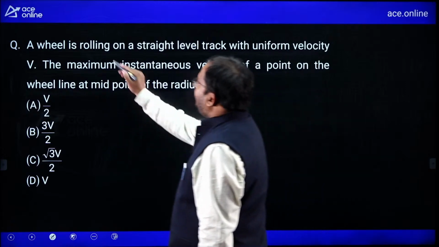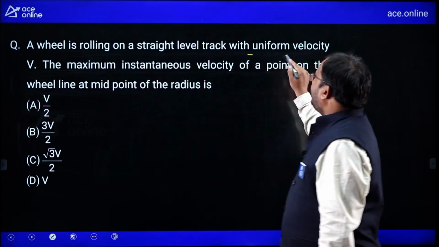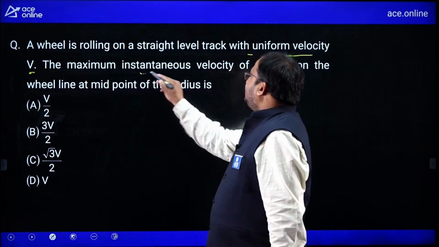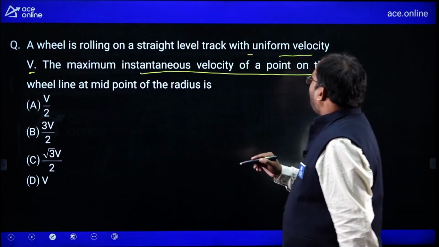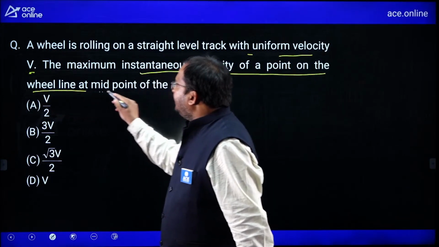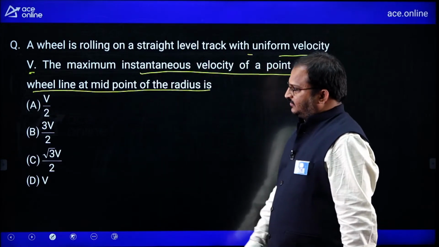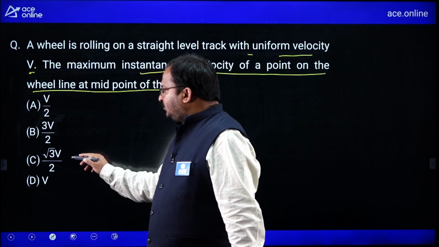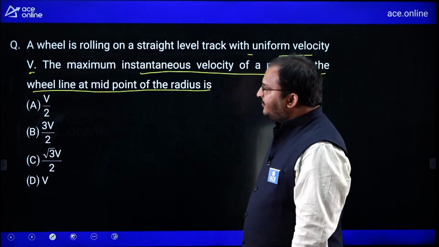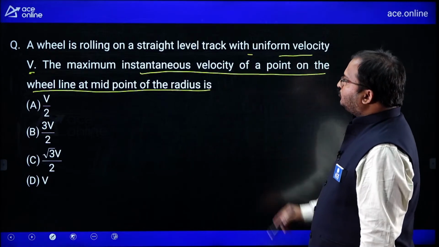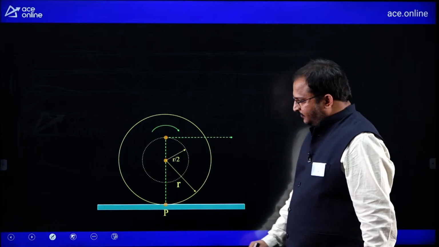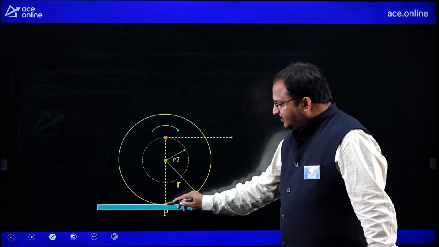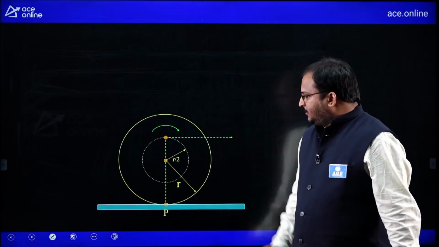Next, a wheel is rolling on a straight level track with uniform velocity V. The maximum instantaneous velocity of a point on the wheel lying at midpoint of the radius is option A v by 2, option B 3v by 2, option C root 3v by 2, option D v. Okay. So, to solve this problem, look at this diagram carefully. So, this is the base, this is the wheel, the radius of the wheel is R, this is the instantaneous center point P.